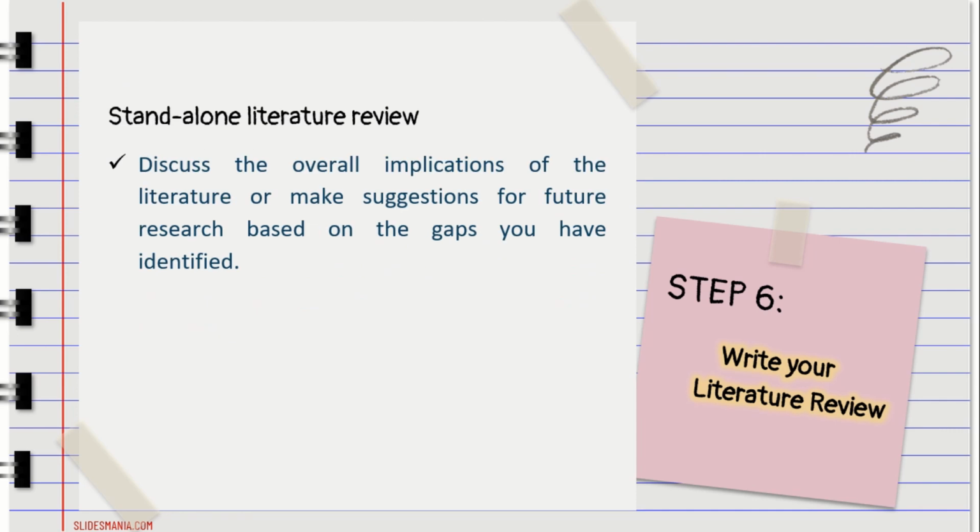And if you are to write a literature review for a standalone assignment, discuss the overall implication of the literature or make suggestions for future research based on the gaps you have identified. When you finish writing and revising your literature review, don't forget to proofread thoroughly before submitting.